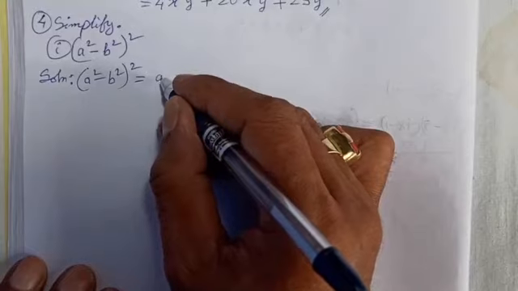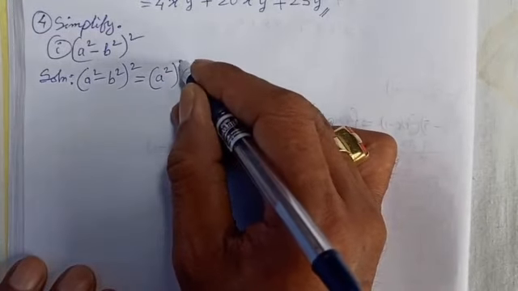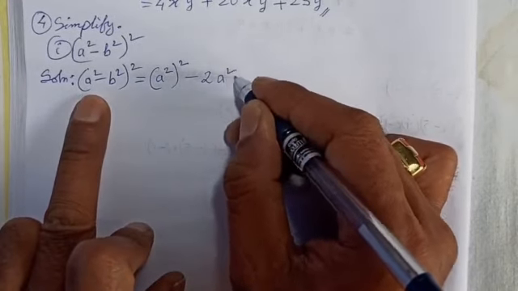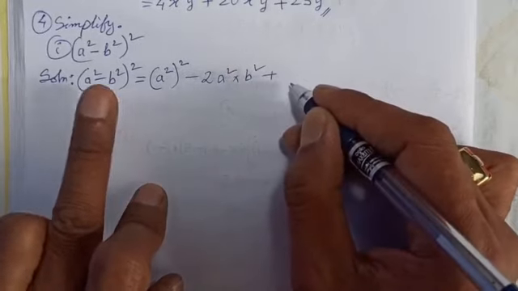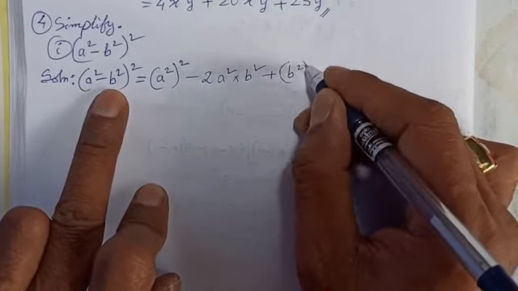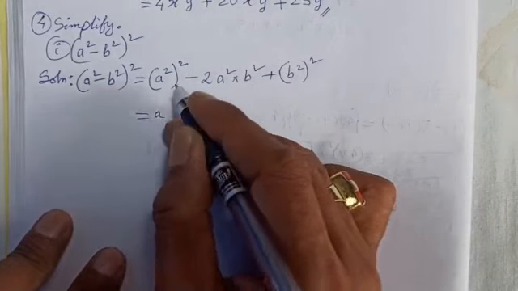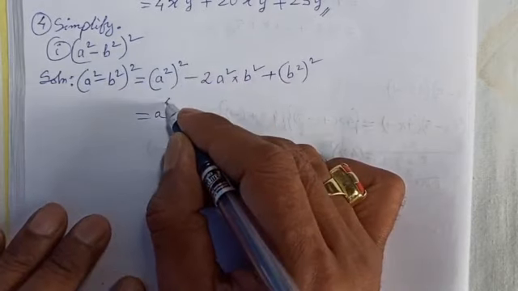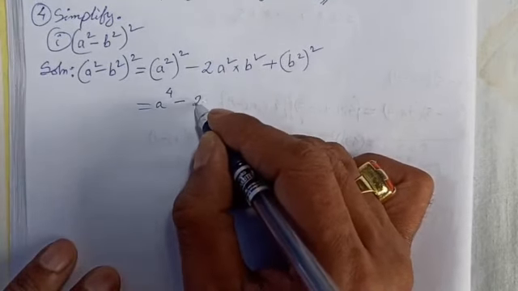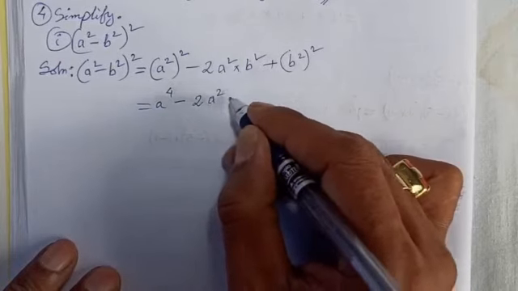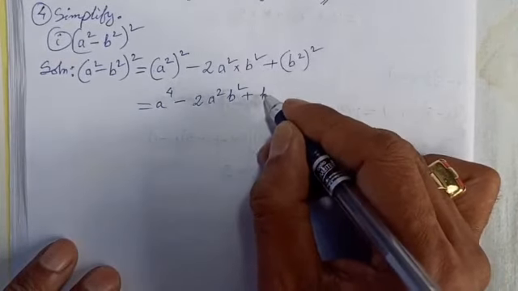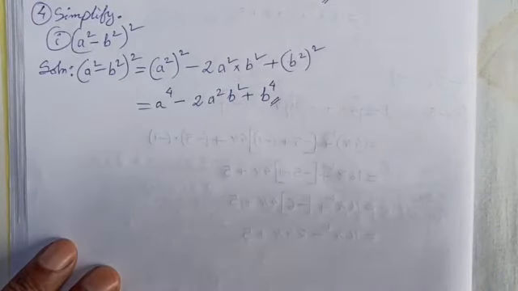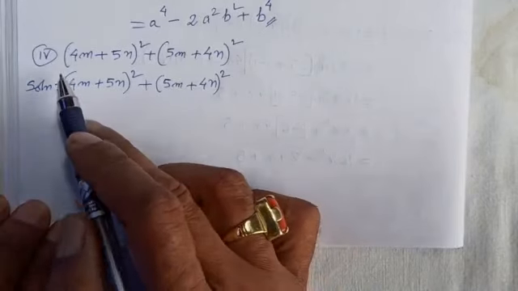So a square minus 2 times of this into this plus, again we have to write on this whole square. If we leave this bracket, this power 2 and this power 2 will multiply. 2 times 2 is 4, so a power 4 minus 2. A square into b square is a square b square plus b. If we leave this bracket, 2 into 2 is 4, so b power 4, and this is the answer.